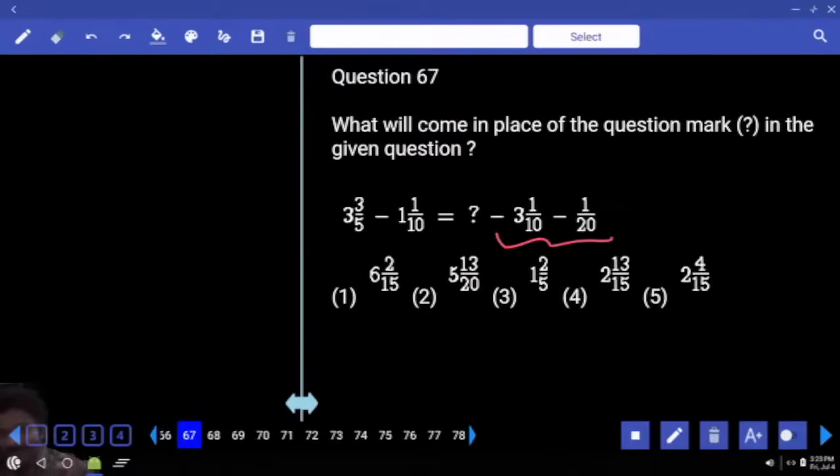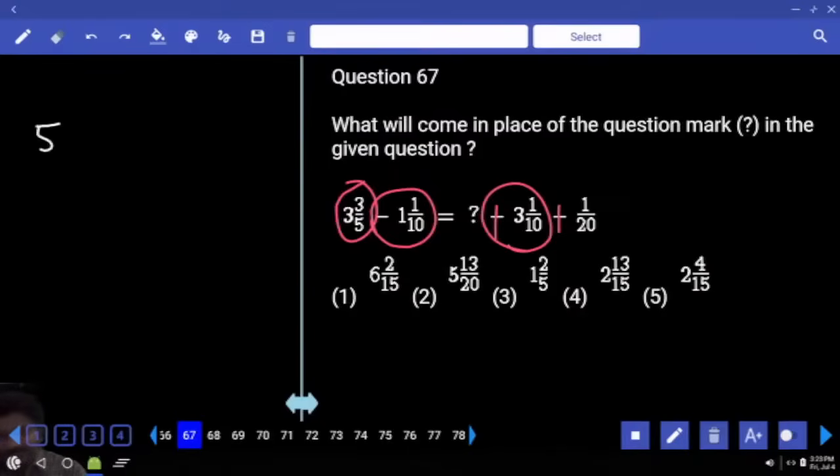Take these two numbers to left hand side. This becomes positive, this becomes positive, correct? Let me first subtract 1 by 10 from 3 1 by 10. How much is left? 2 added to this number 5. Still how much is left here? 3 by 5 plus 1 by 10, right? 3 by 10 can be written as 12 by 20 also, plus 1 by 20. First of all, there is only one option which is with 5.